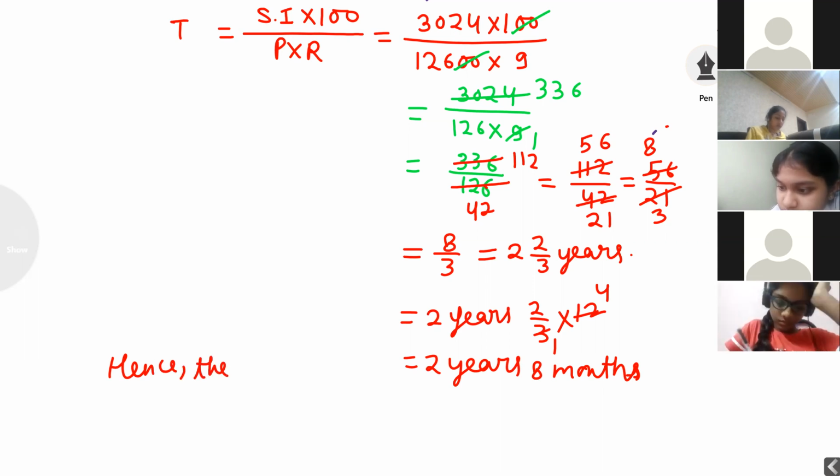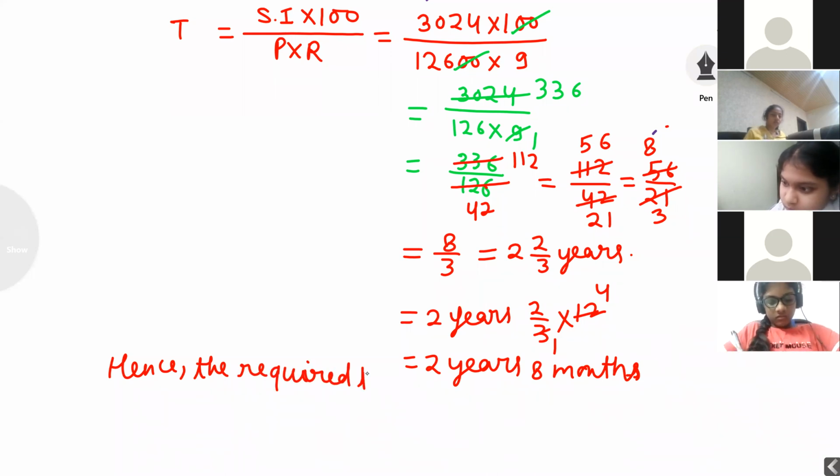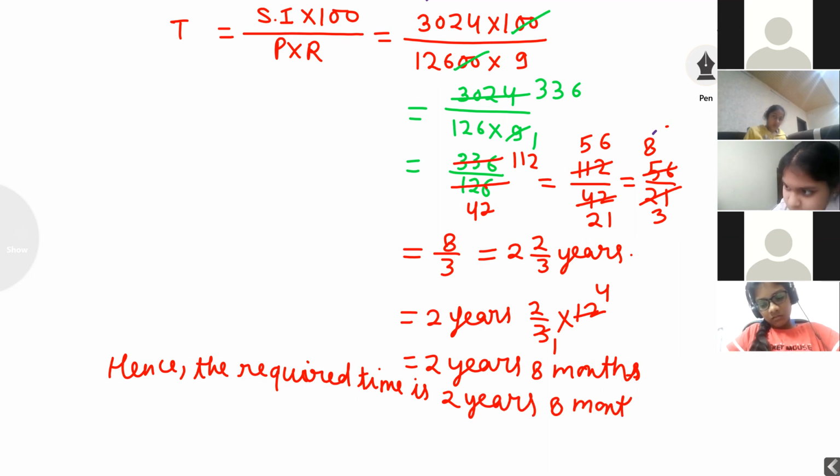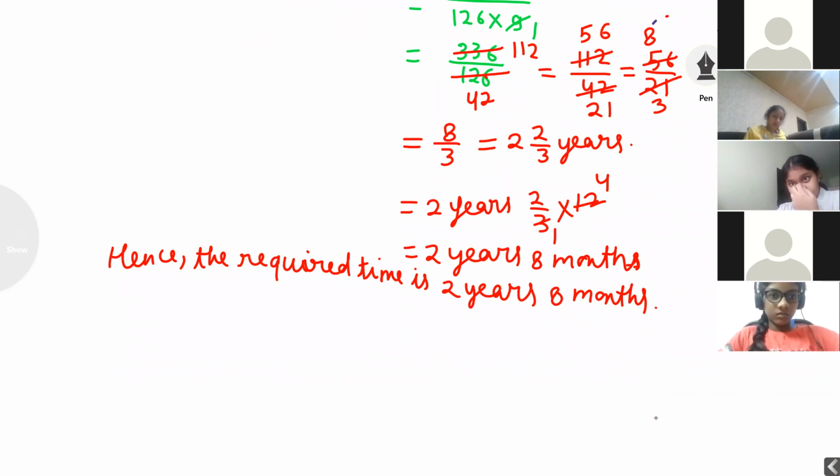Hence, the required time is 2 years, 8 months. Means Nimira is applying brain very fast. Other students also think very fast. Very good, Nimira. Keep it up.